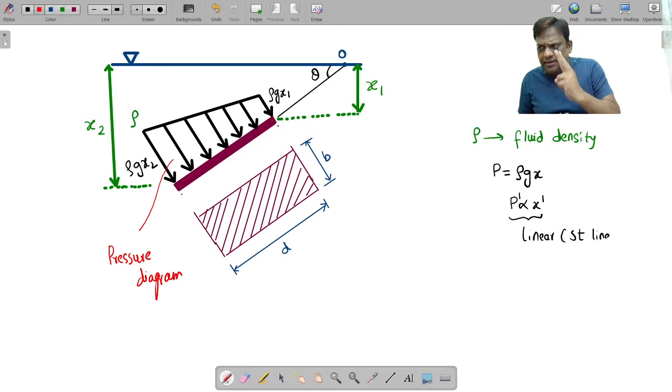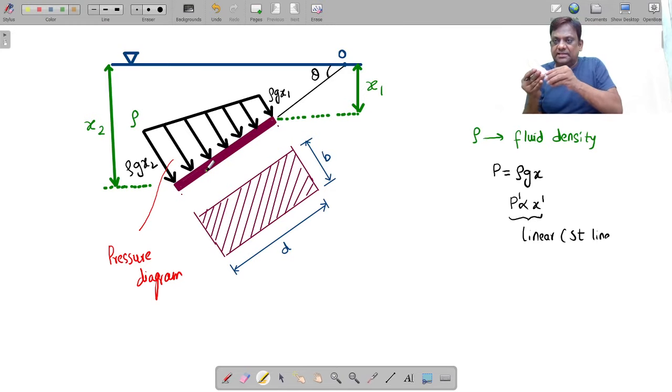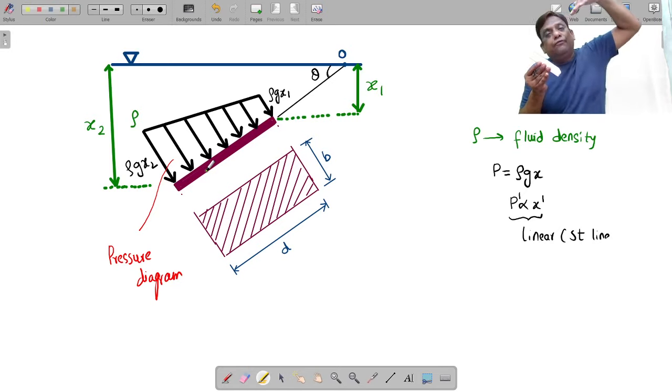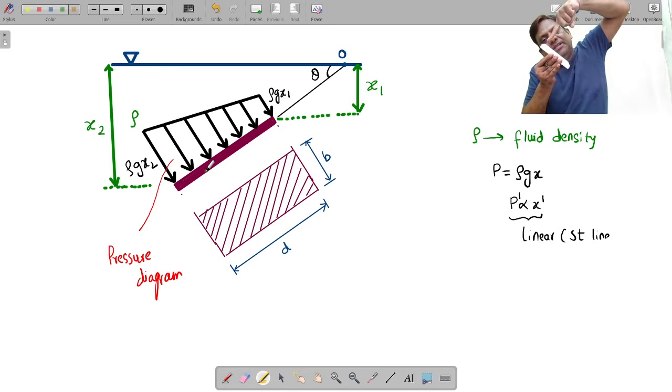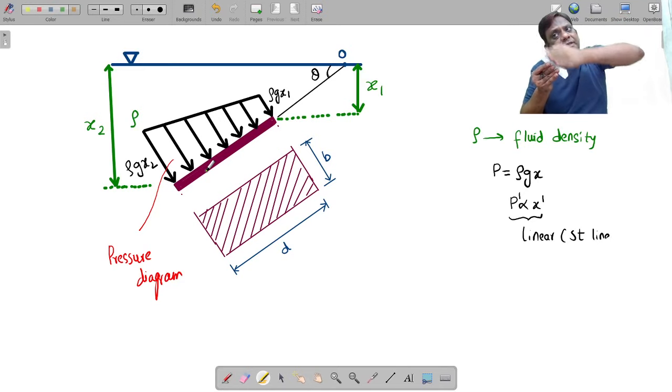Now we have to calculate two things. First, because of this pressure force, what is the total force acting on this area? So my surface is like this. On this surface, the width is b, depth is d. The fluid is exerting normal force. Here the pressure is rho g x1. Here the pressure is rho g x2. And with depth, the pressure is increasing. Because of that pressure, what is the total force acting on this surface?